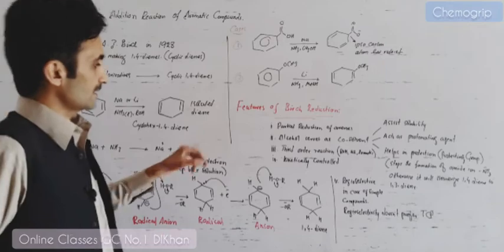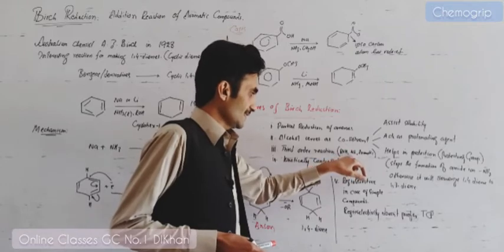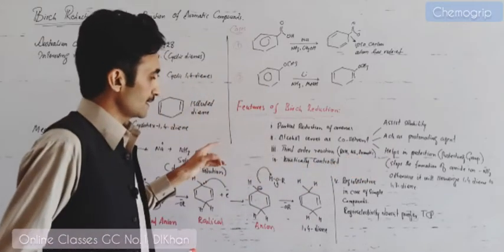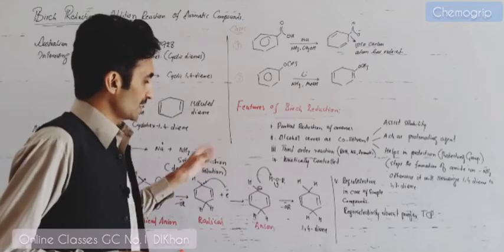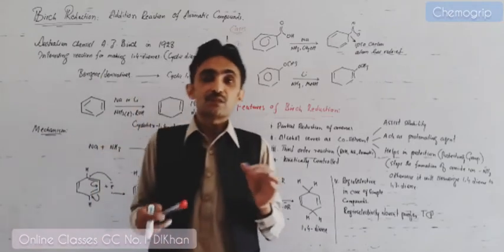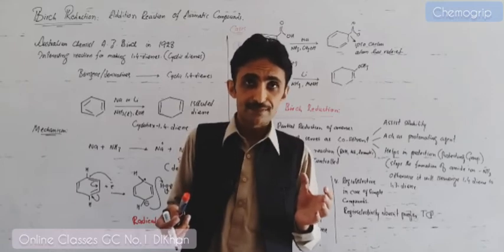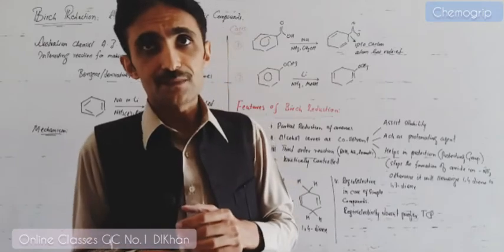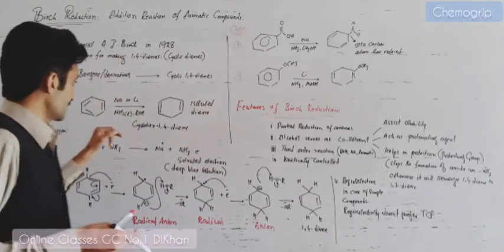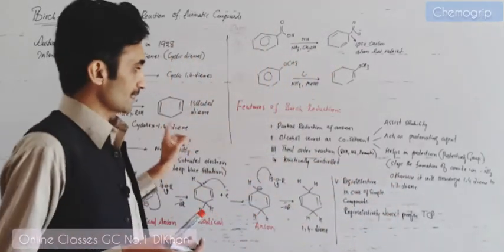The third important aspect is that Birch reduction is a third order reaction. It is first order in alcohol, first order in sodium or alkali metal, and first order in arene or aromatic compound. So as a whole, the reaction is third order. This reaction is kinetically controlled, and all those reactions which take place at low temperature give a kinetically controlled product, which is less stable as compared to a thermodynamically controlled product. Why? Because thermodynamically controlled products are obtained at high temperature, but as far as the Birch reduction is concerned, the reaction is usually performed at low temperature. So that's why the product obtained in this case is kinetically controlled.